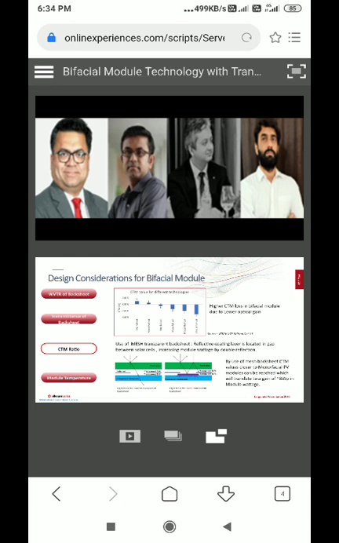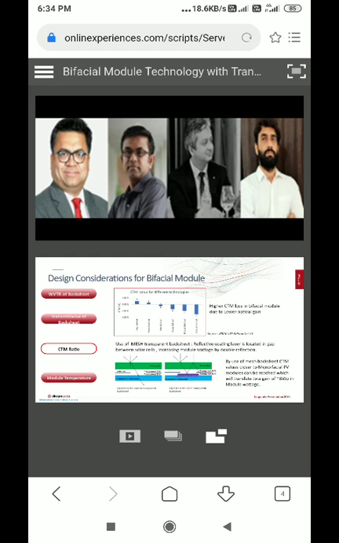So the next slide, the other design consideration that we have to look at, is also the cell to module ratio, conversion ratio. Because the material is transparent from the front and the back, some of the light is going to pass through, and you are not going to capture that light because in between the gaps of the cells, there is about 1.5 mm gap between the cells.